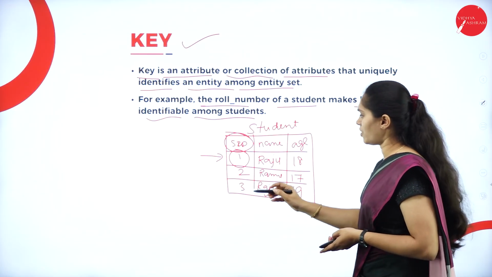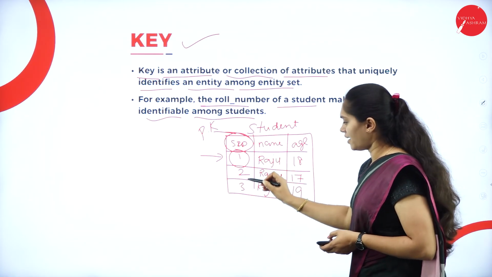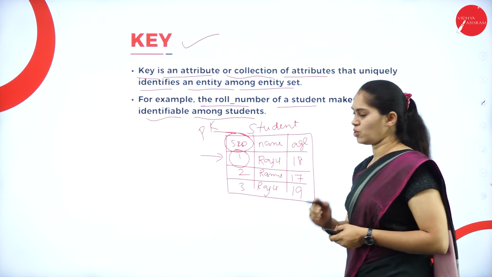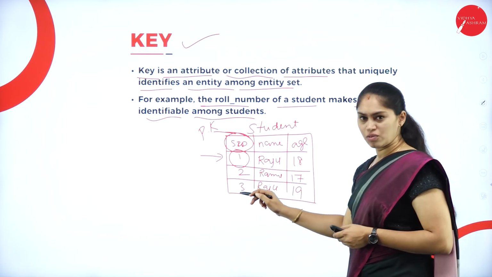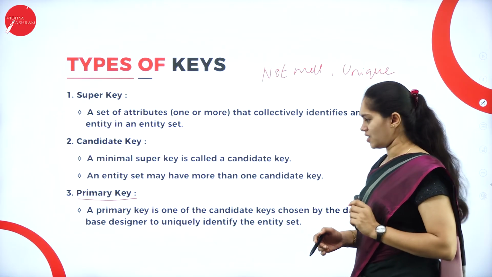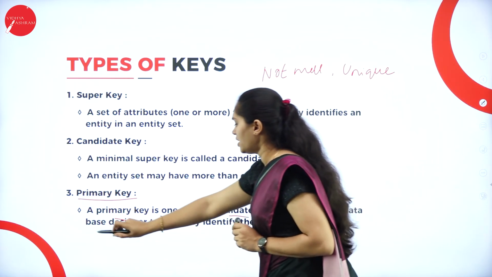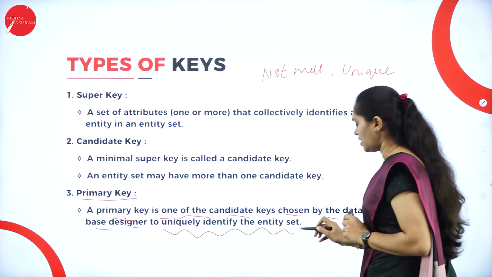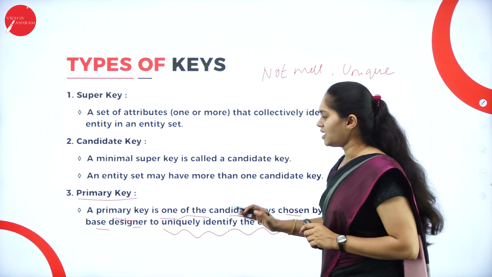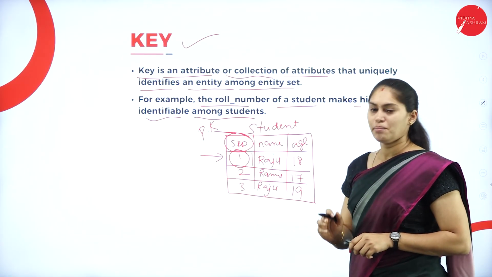So if I make the student ID a primary key, I can't leave the student ID blank, and it should not be repetitive. It must be unique. I can't say 1, 1, 1. It has to be 1, 2, 3 or any other numbers which are unique in nature. A primary key is one of the candidate keys chosen by the database designer to uniquely identify the entity set, and I can make any column a primary key.